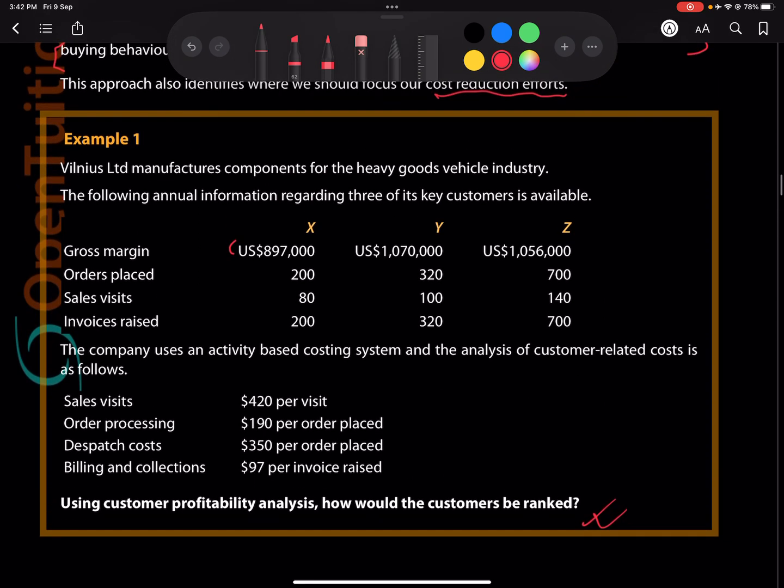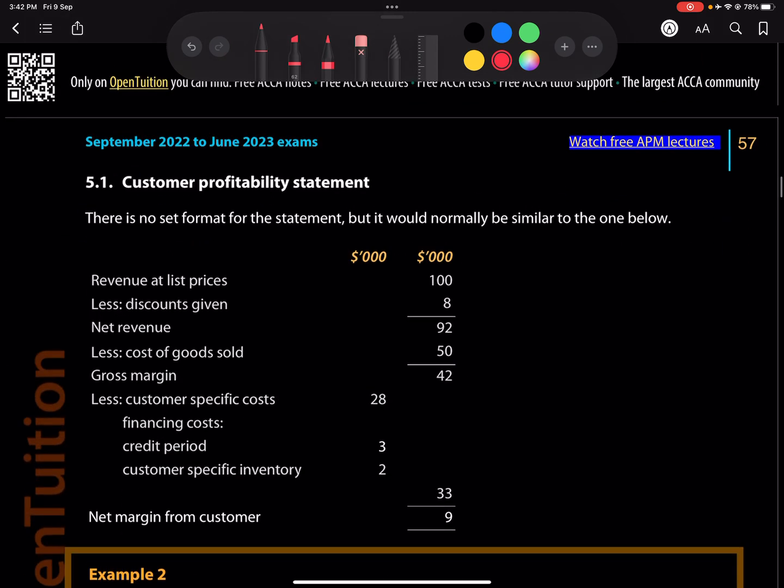You could use this particular example, but there is no set pro forma. What you need to do is provide the revenue. Of course, some customers will ask for a discount, so you adjust for the discount and get your net revenue. Then you subtract your cost of goods sold and get your gross profit margin. That's your contribution up to here. 42 is the margin.